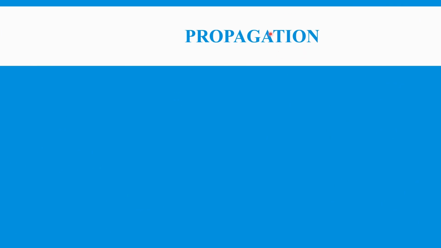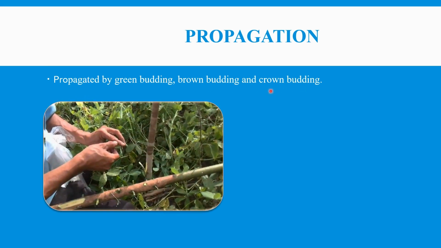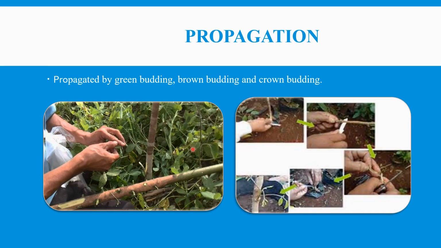Coming to the propagation of the rubber, the best way to propagate the rubber plants is to plant cuttings in the soil, and there are three different methods to propagate rubber plants: green budding, brown budding and crown budding. Here are some pictures. You can see how the propagation occurs, and care has to be taken that propagation is done in the right way, so that there will be proper development of the plant. This is the main important step in the rubber.